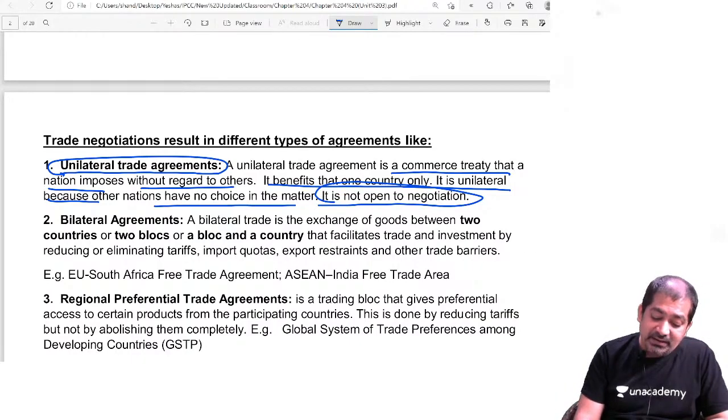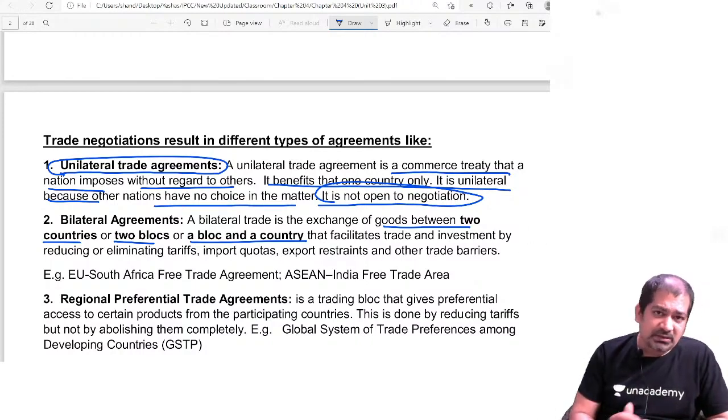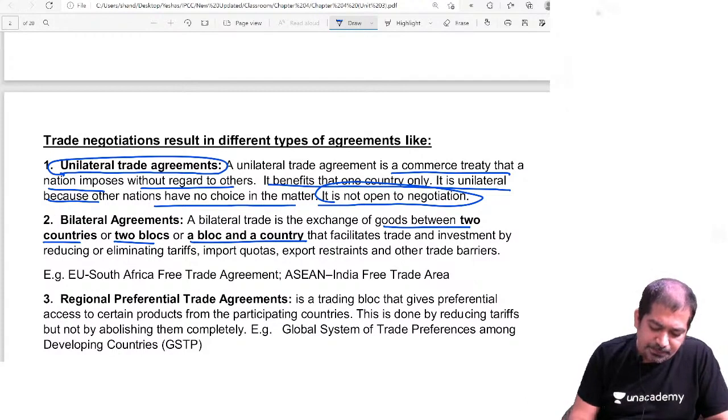A bilateral trade is the exchange of goods and services between two countries, or two blocks, or a block and a country. As I've told you, a country with a block can join, two blocks can join, or two countries can join hands together. What all these agreements do is relate to the free flow of goods, services, information, human resource and factor input between the countries. So it facilitates trade and investment by reducing or eliminating tariffs. What is tariff? Import duty.